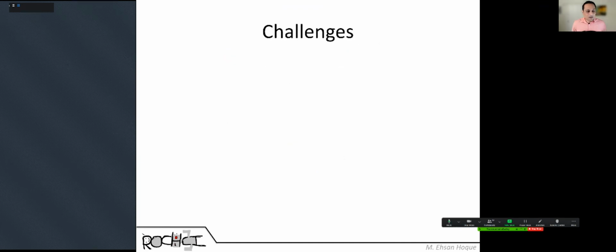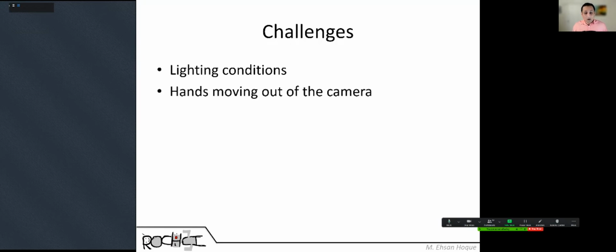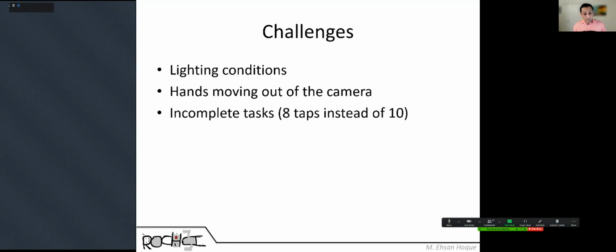Now, you have seen those videos. Anybody work in computer vision here? No, but you can tell some of the grand challenges there, right? The data are all over the place, difficult lighting conditions, hands moving in and out of the camera. Often they don't follow instructions. We ask them to do something 10 times, they will do it 7 times, 8 times. The cameras are all over the place as well.